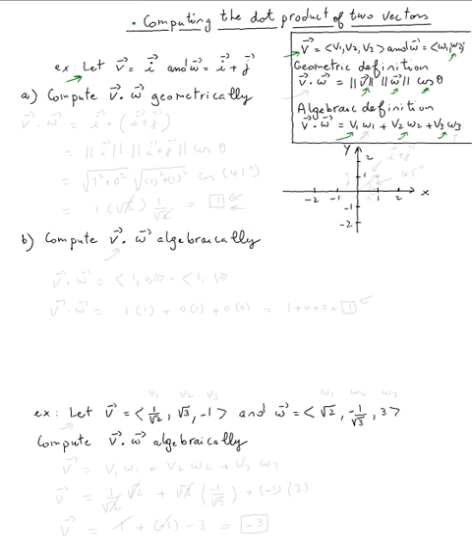So let v equal i and w equal i plus j, and compute v dot w geometrically. So let's first graph i. This is what we mean by i, right? And then i plus j, this is j, so i plus j will be right here, this vector. This is i plus j. So the angle between them is 45 degrees, right?